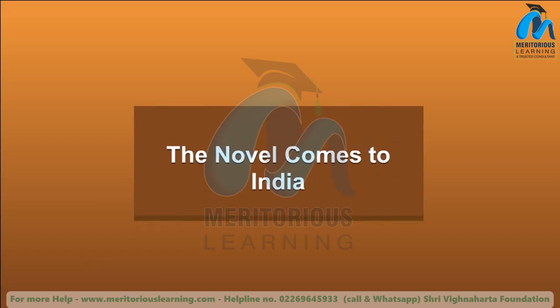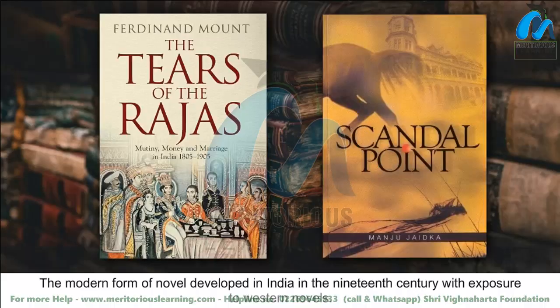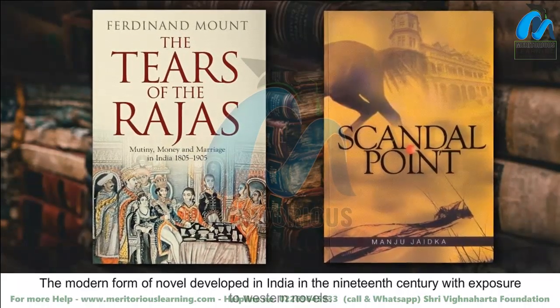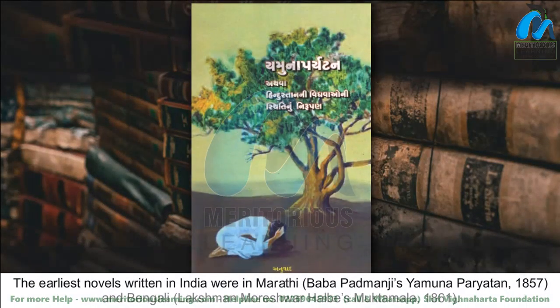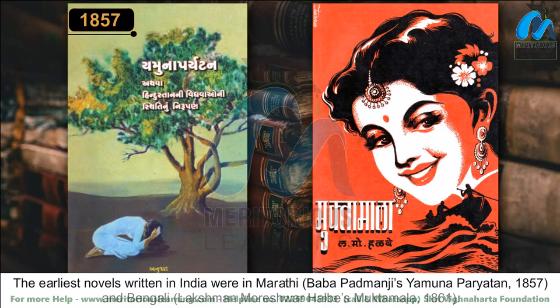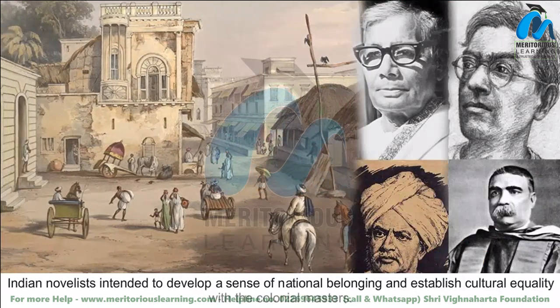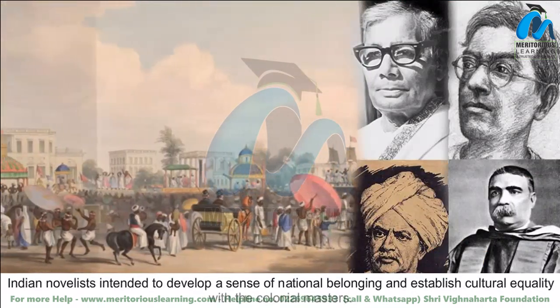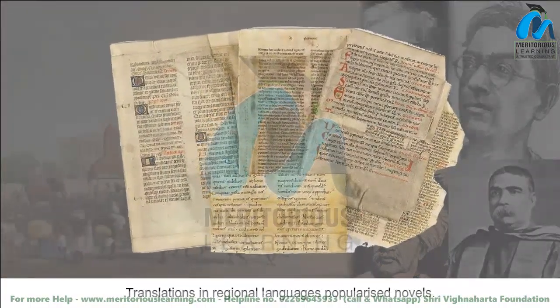The novel comes to India. The modern form of the novel developed in India in the 19th century with exposure to Western novels. The earliest novels written in India were in Marathi, Baba Padmanji's Yamuna Paryatan, 1857, and in Bengali, Lakshman Moreshwar Halbe's Mukta Mala, 1861. Indian novelists intended to develop a sense of national belonging and establish cultural equality with the colonial masters. Translations in regional languages popularized novels.